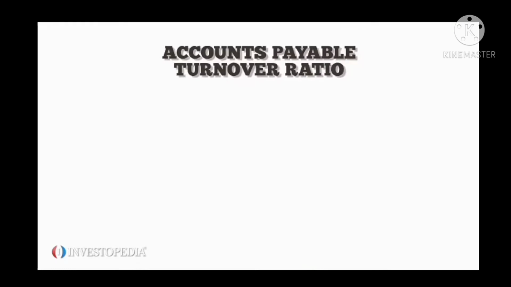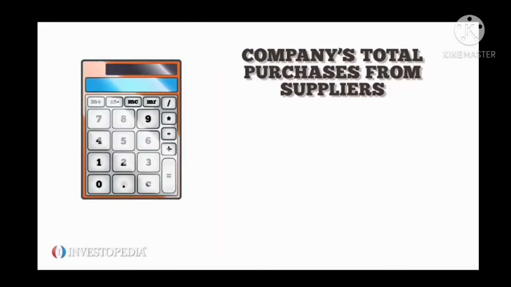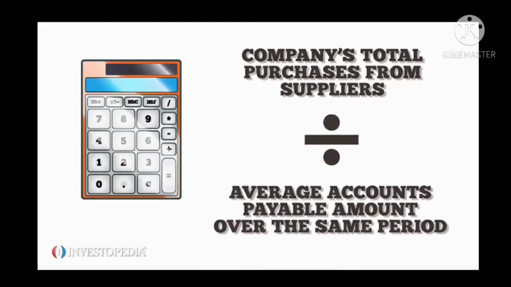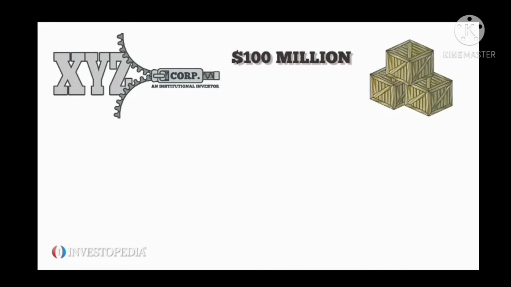The accounts payable turnover ratio measures the speed at which a company pays its suppliers. The ratio is calculated by dividing a company's total purchases from suppliers by its average accounts payable amount over the same period. Suppose XYZ Corporation buys $100 million worth of supplies in a year, and at any given point holds an average accounts payable of $20 million.